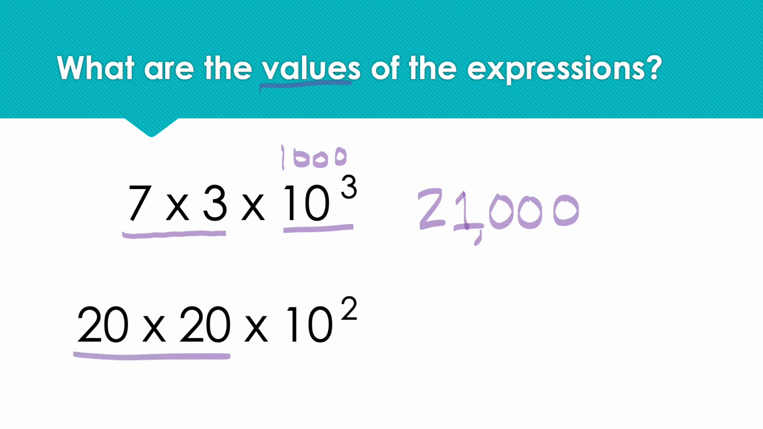This one's a little bigger. I have 20 times 20, which is 400. And then I'm going to multiply that by 10 squared, or to the second power, which means I am adding 2 zeros behind it, 1, 2. And my answer is 40,000.